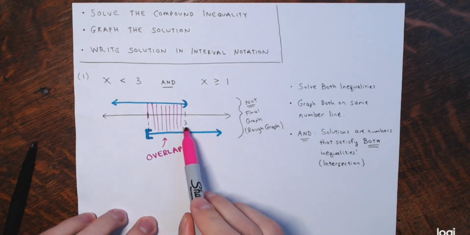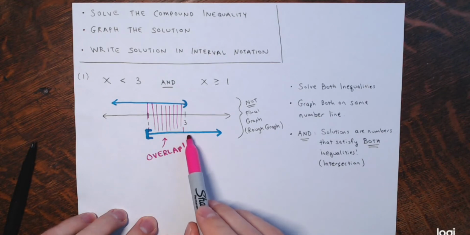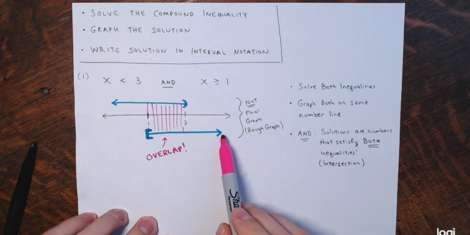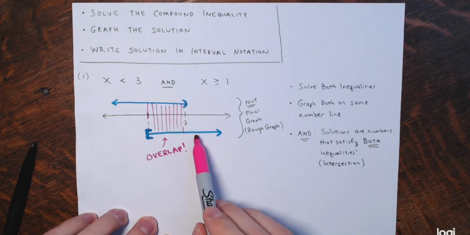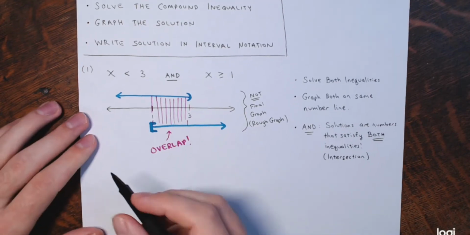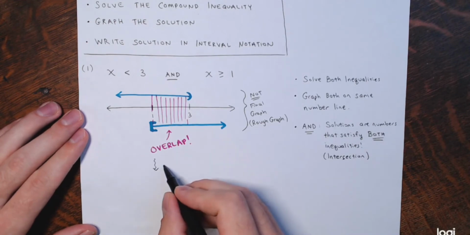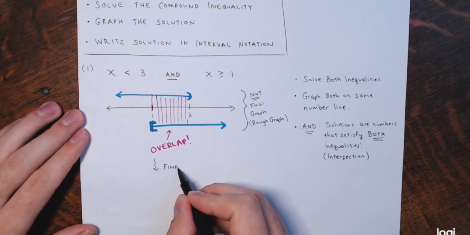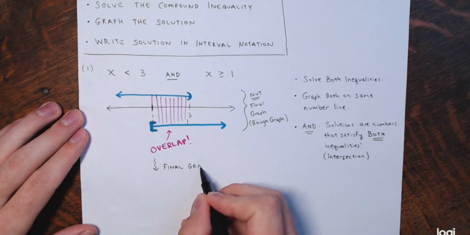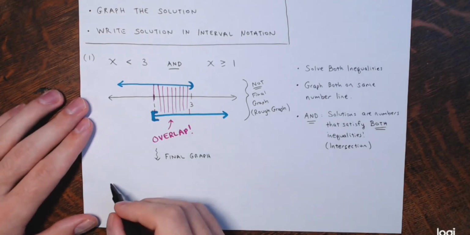And then 3 itself is not in both, right? It's not in the first one. And then the numbers greater than 3 are not in both. They're in the second graph, but not the first graph. Okay, so noting where the overlap is, I make what I'm going to call my final graph of the compound inequality, the solutions to this compound inequality.